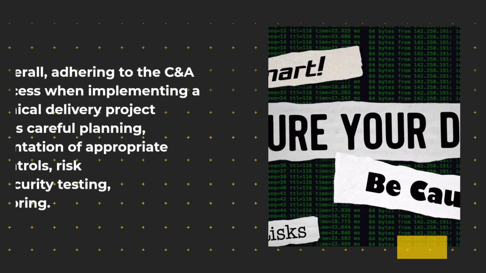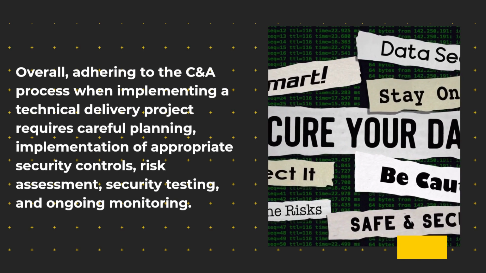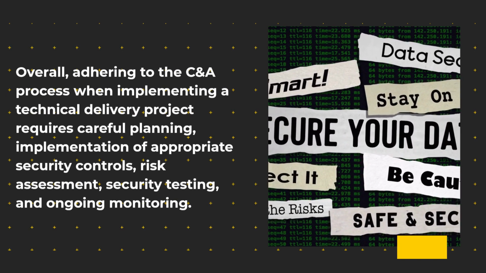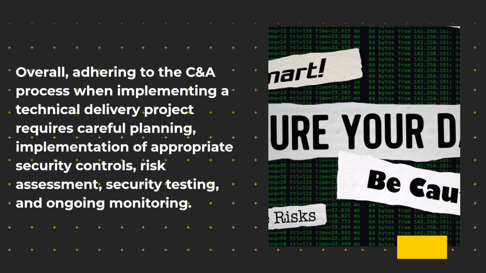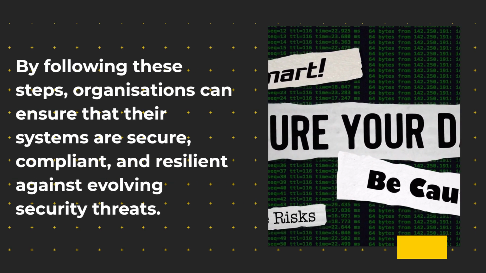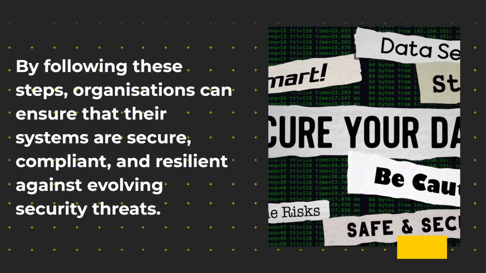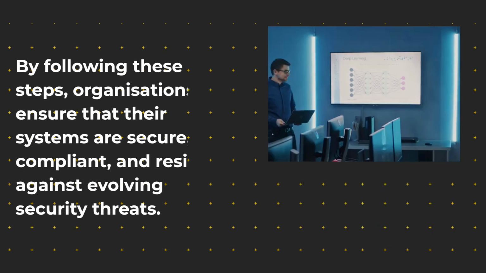Overall, adhering to the C&A process when implementing a technical delivery project requires careful planning, implementation of appropriate security controls, risk assessment, security testing, and ongoing monitoring. By following these steps, organizations can ensure that their systems are secure, compliant, and resilient against evolving security threats.